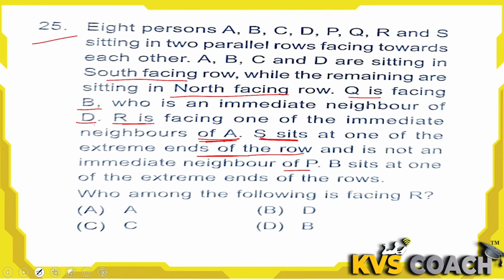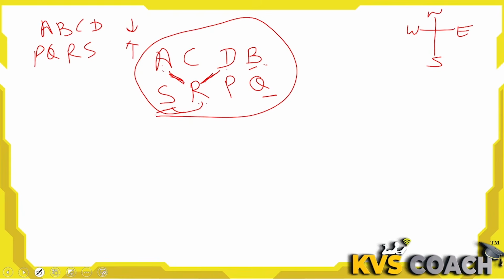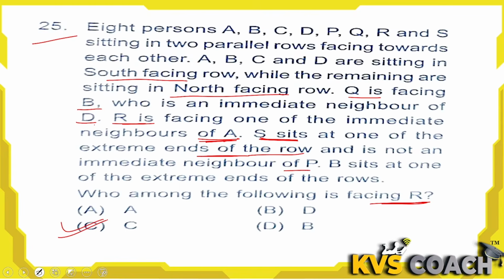Now question is, B sits on the extreme end of the row. Who among the following is facing R? B is sitting extreme end because Q is sitting extreme end, तो B is sitting also extreme end. So R को कौन फेस कर रहा है? R को फेस कर रहा है C. C is facing R. So C is the right answer here. C is the right answer.